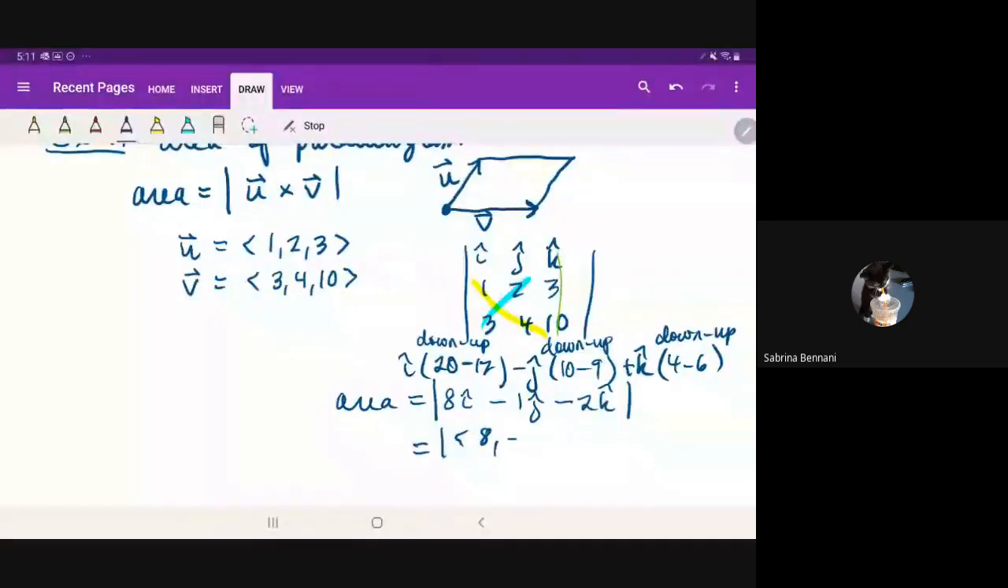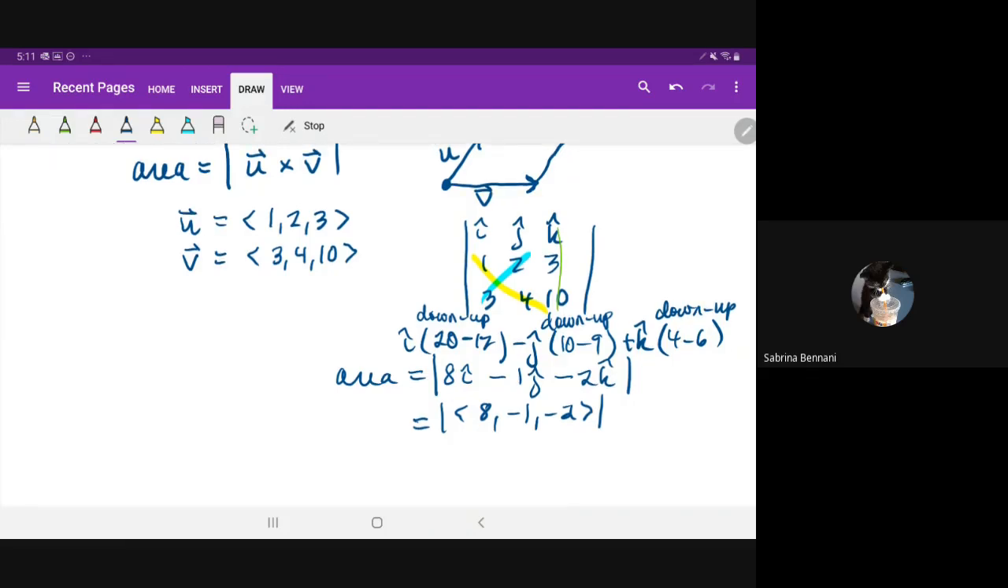Personally, I don't really like to find magnitudes with the ijk, because I think that the ijk makes me feel like imaginary numbers, and I feel like I want to square the i, and then it messes you up. So I like to write it in component form. So 64 plus 1 plus 4. Okay. And this is the square root of 69.